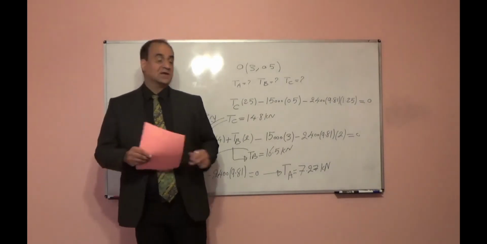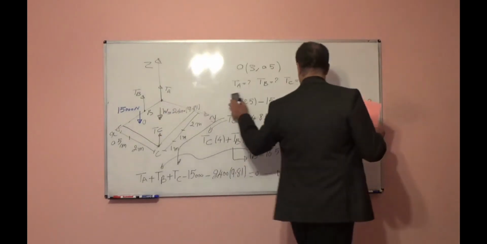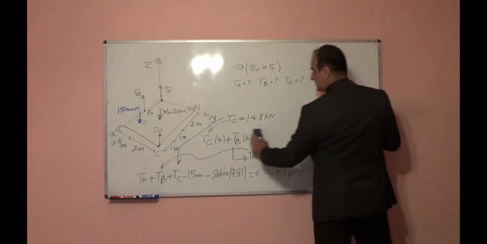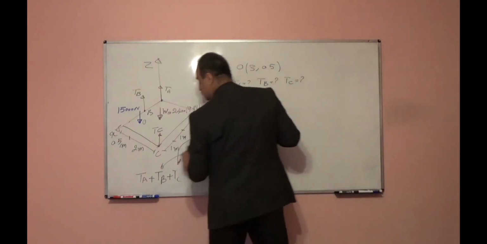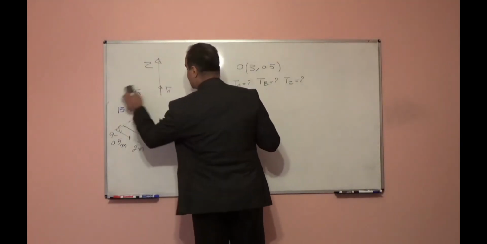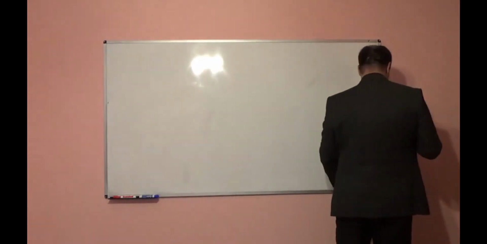Let's look at the next example. The next example is a truss structure. Later on I will explain what a truss is and how we can solve trusses. But for now we only want to find reactions, and we can find that.